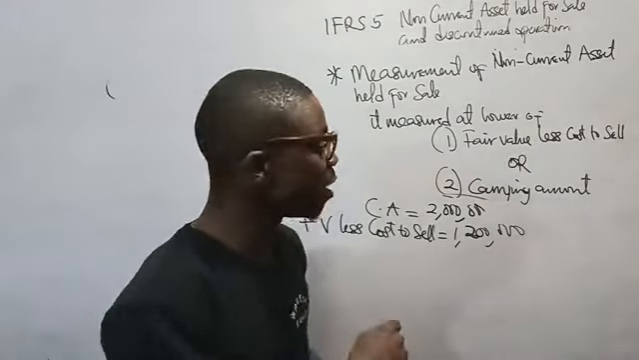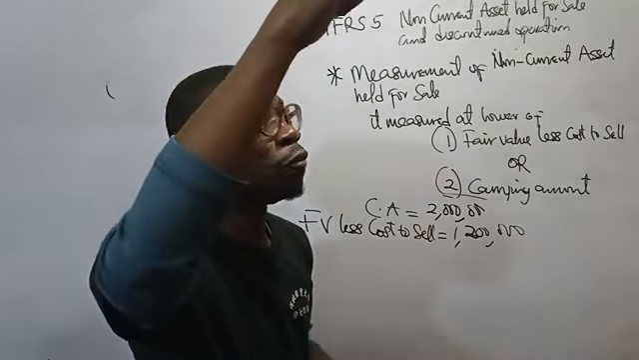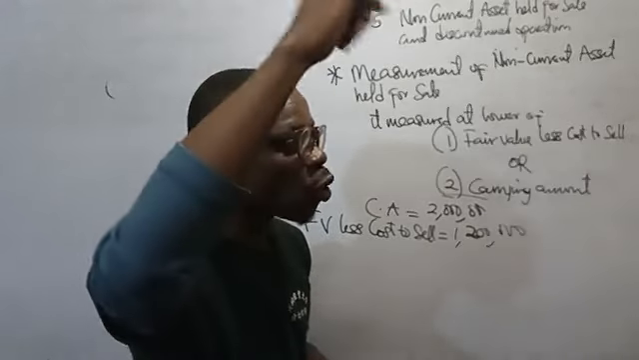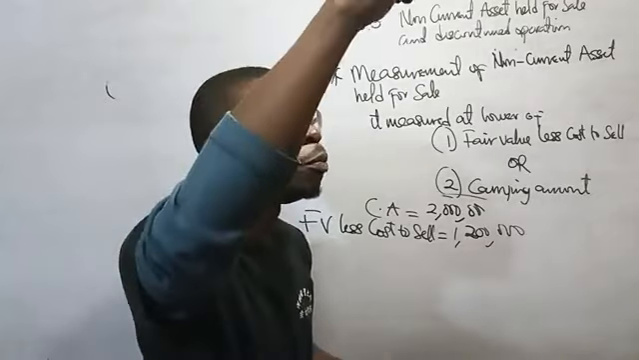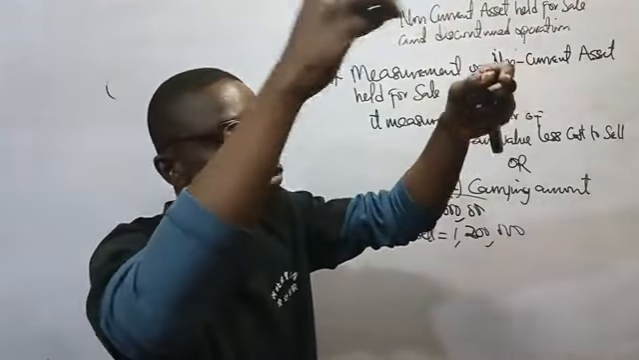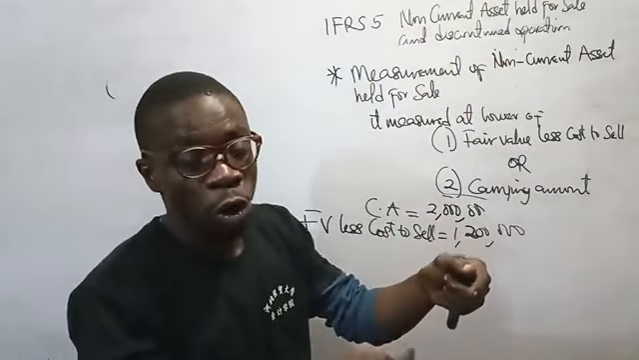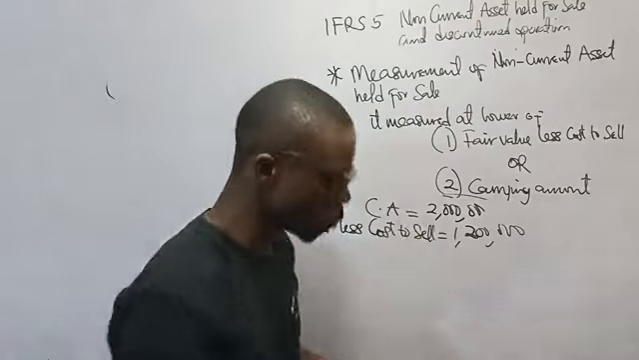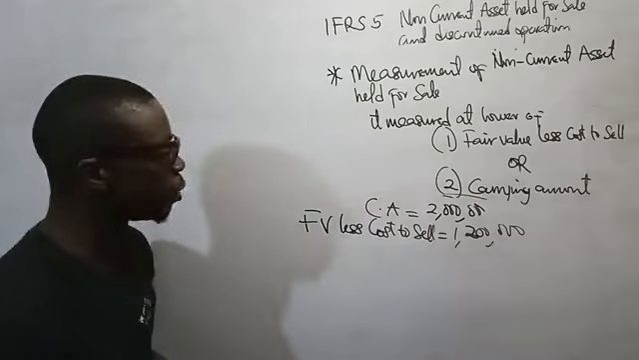That means that asset now, you will remove the carrying amount from the PPE, because that is a non-current asset. So if it is under PPE, you remove it from PPE. The amount you have removed from PPE, you now add it under current assets. Don't worry, when we solve past questions, you will see what I mean.